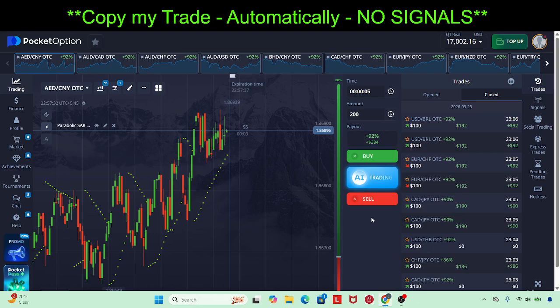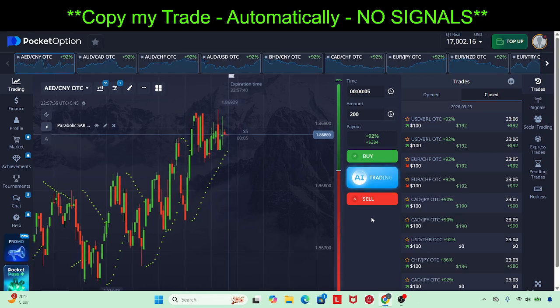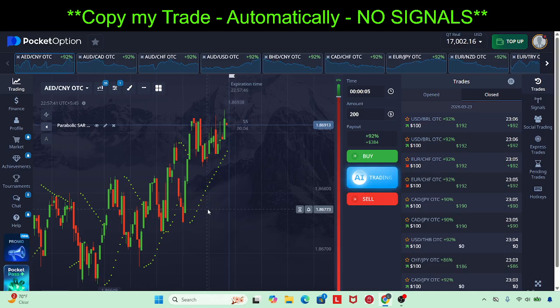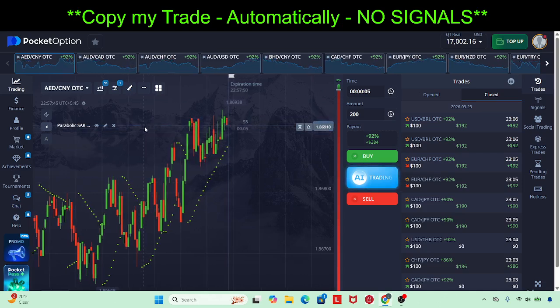Now you can make this trade in the 1 minute time frame also, but I am showing you in 5 seconds so that I can show you trades quickly. But it is your choice. You can even use the 1 hour time frame or the 5 minute time frame.